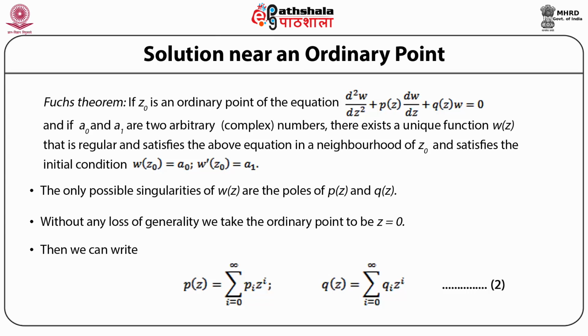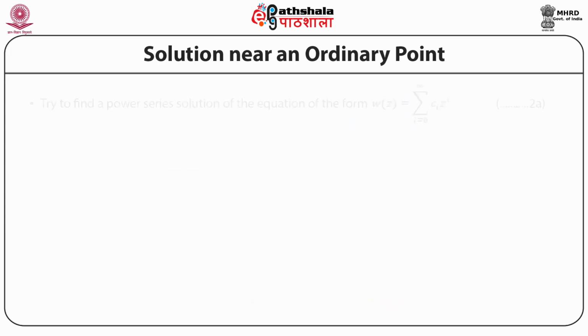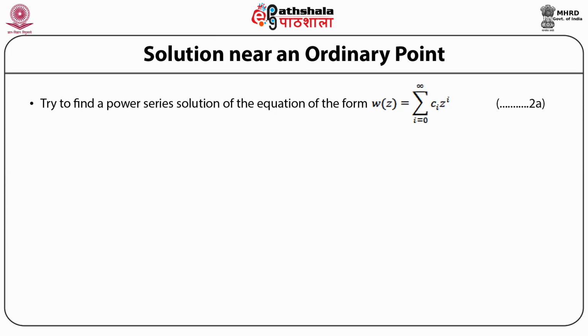So, p(z) will be equal to summation over i equal to 0 to infinity p_i z raised to power i, and q(z) will be equal to summation over i going from 0 to infinity q_i z raised to power i. We now try to find a power series solution of the equation of the form w(z) equal to summation of i going from 0 to infinity c_i z^i.